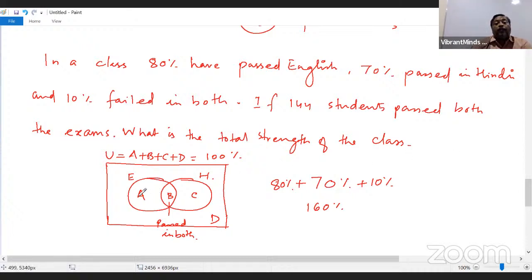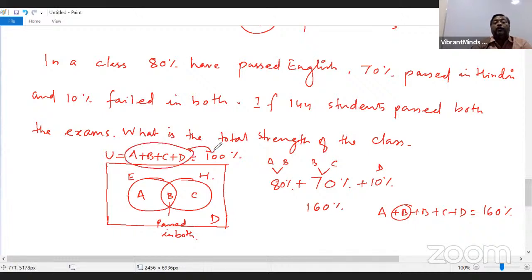So what will I get over here? This is your A plus B. This is your B plus C. And this is your D. Look carefully. This is your A plus B, this is your sum of B and C, and this is your D. So A plus B plus B plus C plus D is equal to 160%. But leave this B and go. This is your 100%. So B plus 100% is equal to 160%.